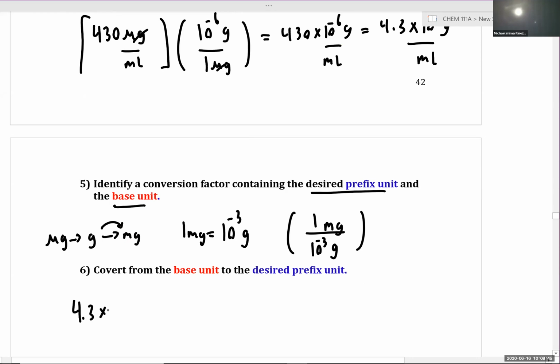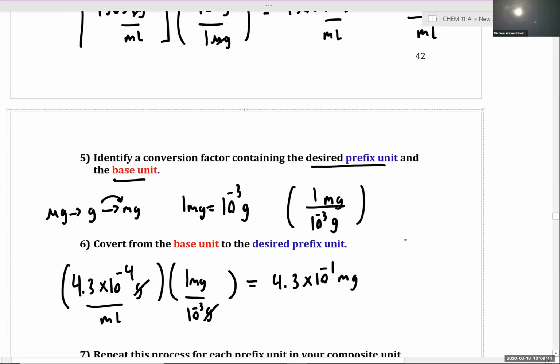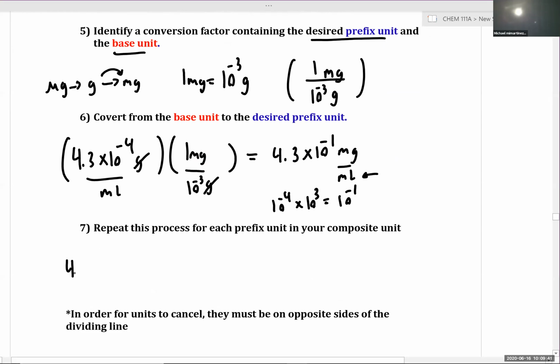So let's write out our number now. We have 4.3 times 10 to the negative fourth grams per mil, and we know that in 1 milligram, we have 10 to the negative third grams. Grams cancel, and we're left with 4.3 times 10 to the negative first milligrams, remembering from power of 10 analysis that 10 to the negative fourth times 10 to the third gives us 10 to the negative first. However, the only new catch in this problem is that we still have units of milliliters on the bottom that we need to work with. So we have to repeat this process for the second prefix unit. Okay, so we have 4.30 times 10 to the negative first milligrams per milliliter.